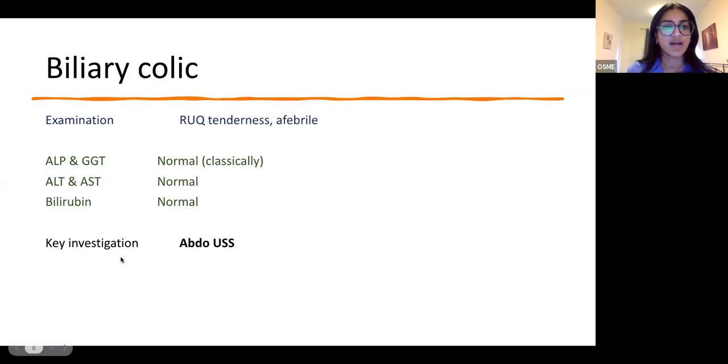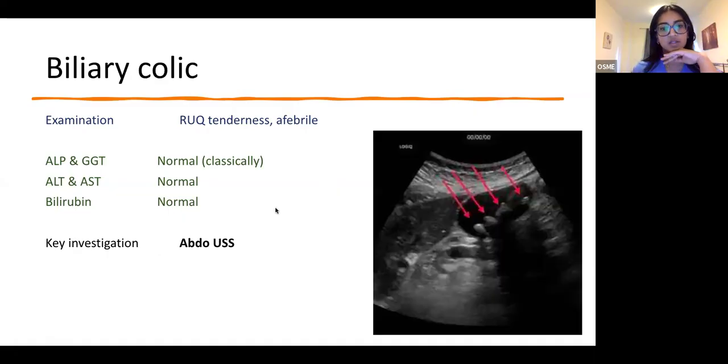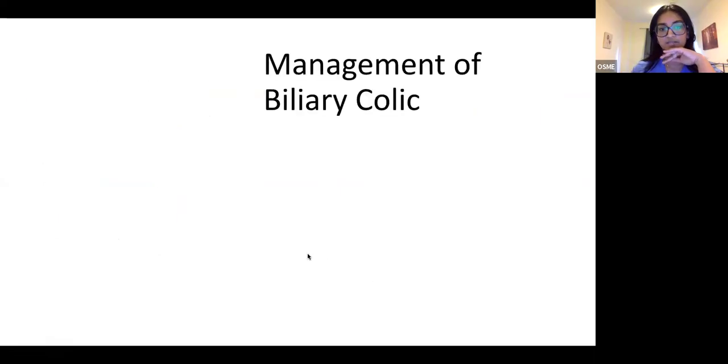Okay. And then a key investigation would be abdo ultrasound. For any kind of gallbladder related pathology, if they ask the next most appropriate investigation, you'd always say abdo ultrasound. And that's what the presence of the stones in the gallbladder would look like.